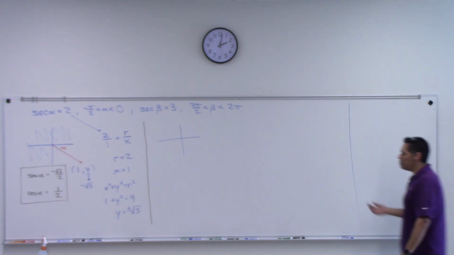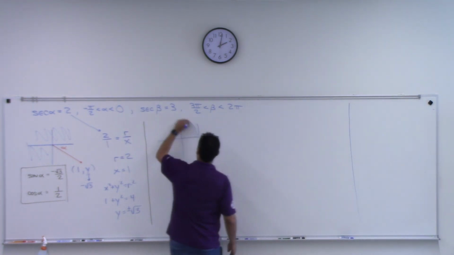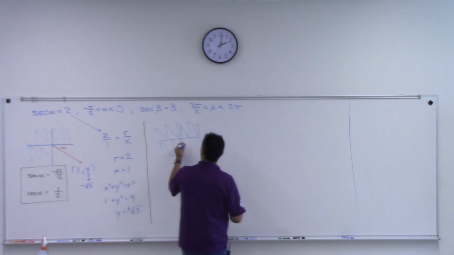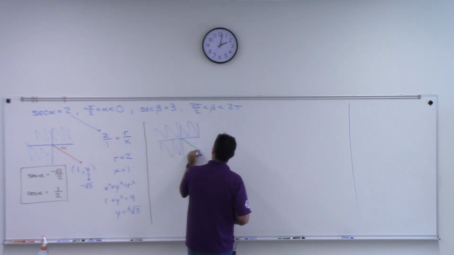What quadrant are we in? Fourth one. Okay, we're in the 4th quadrant. Somewhere over here, right?